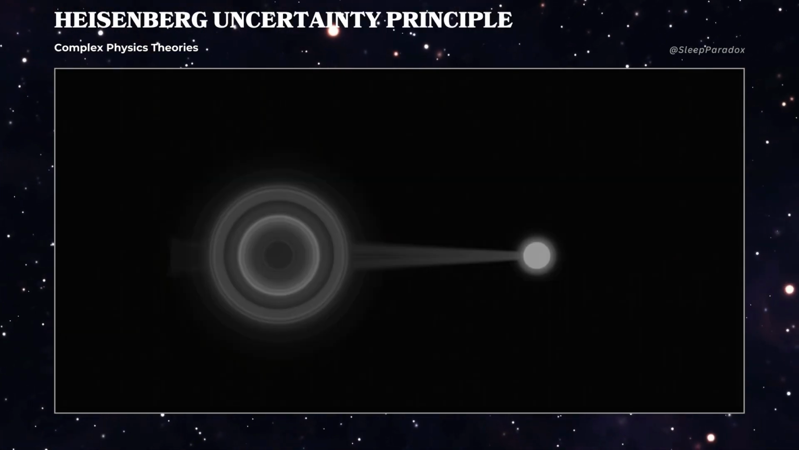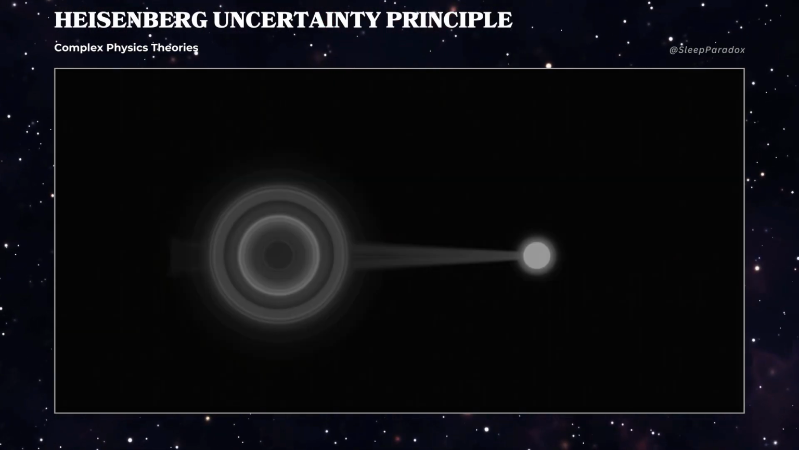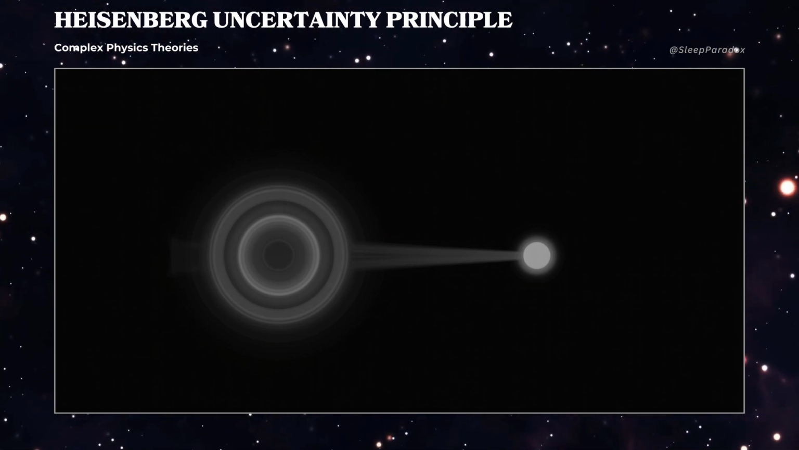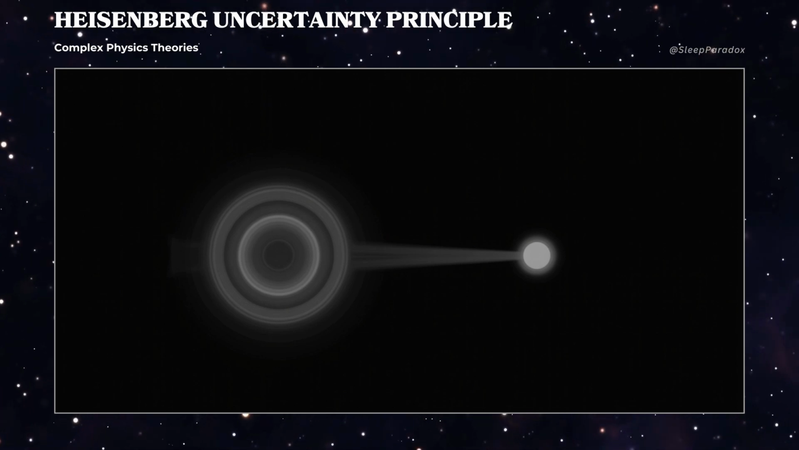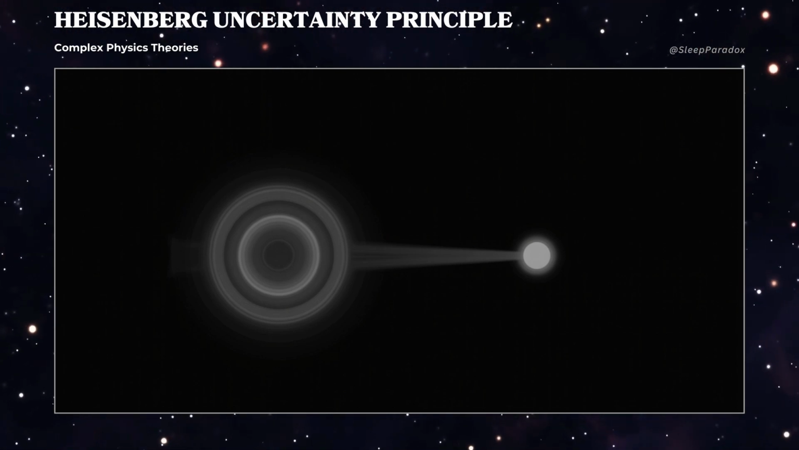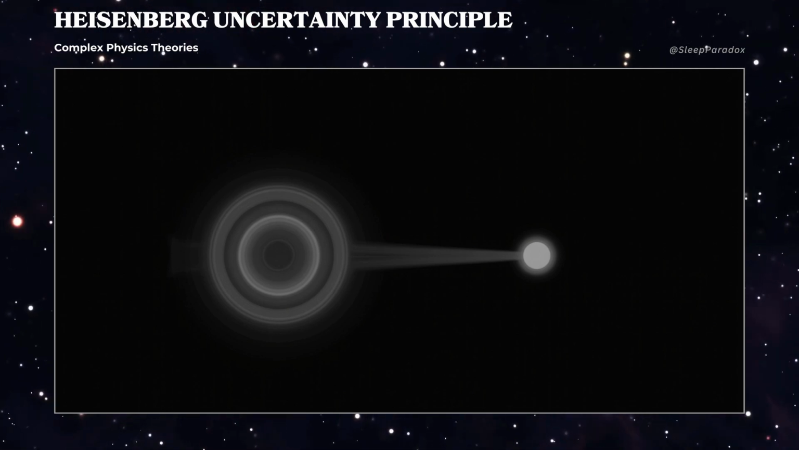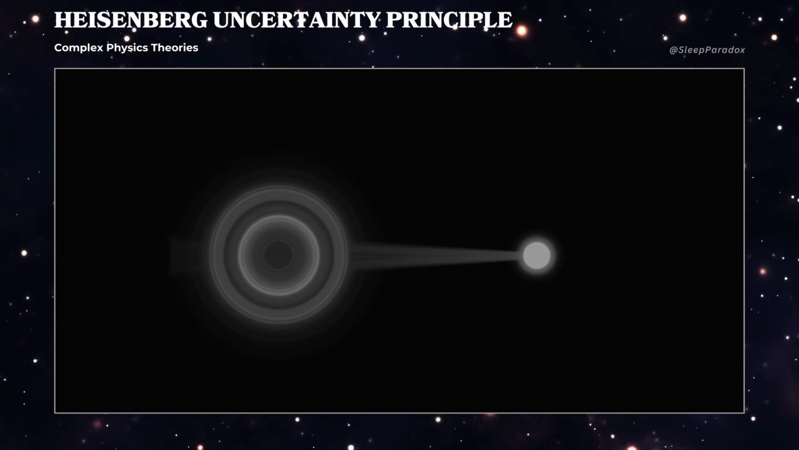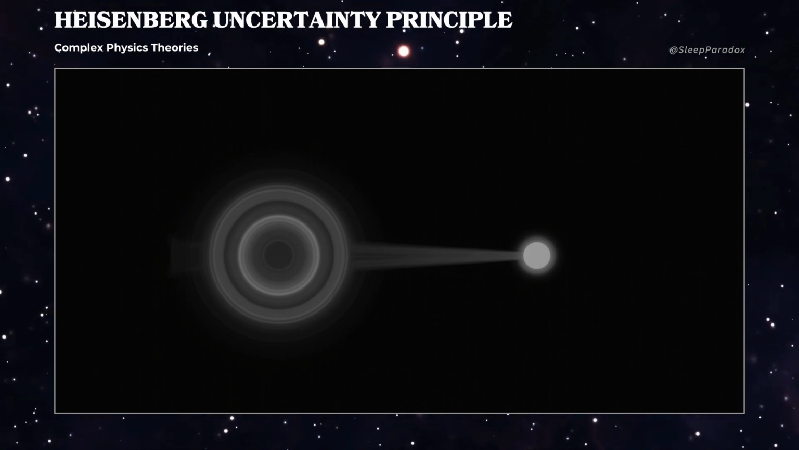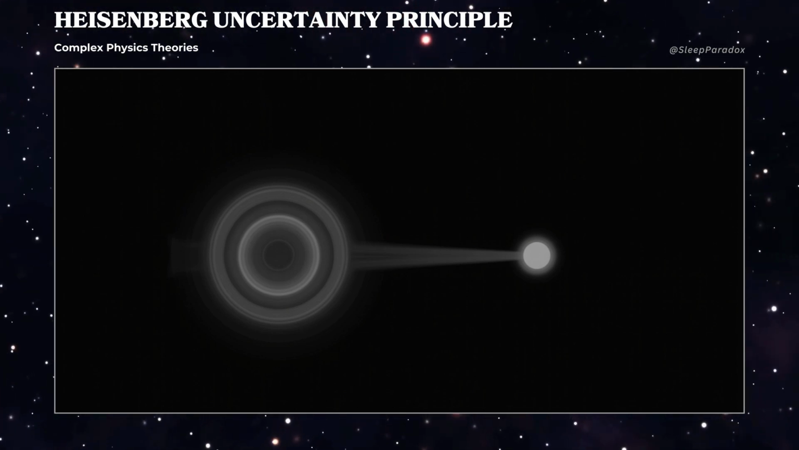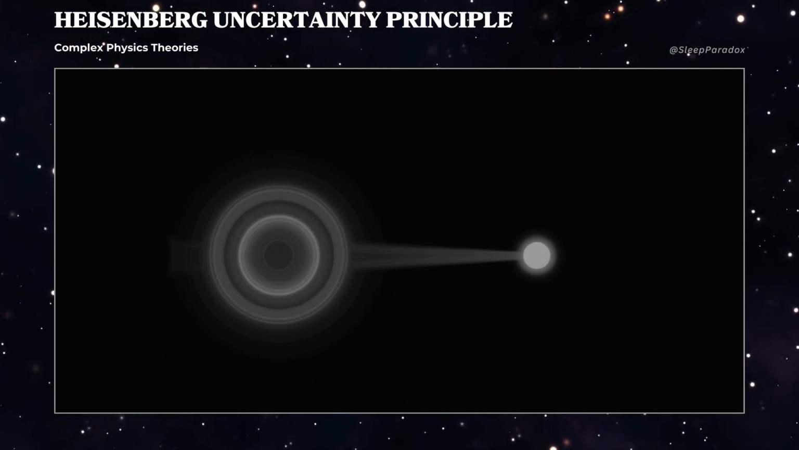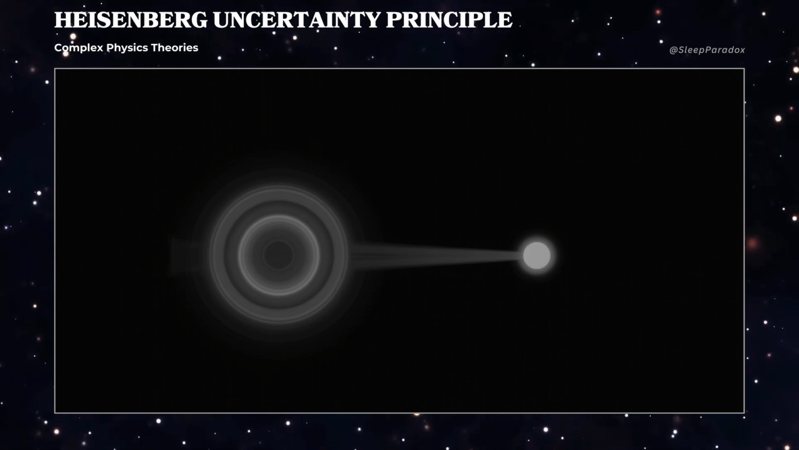Heisenberg Uncertainty Principle. The Heisenberg Uncertainty Principle is one of the core ideas of quantum mechanics, and it reveals something profound about the limits of what we can know. It tells us that there are certain pairs of physical properties that cannot be measured precisely at the same time. The most famous pair is position and momentum. Momentum is simply mass times velocity. So knowing a particle's momentum means knowing how fast it's moving and in what direction. Position, on the other hand, is knowing exactly where the particle is in space.